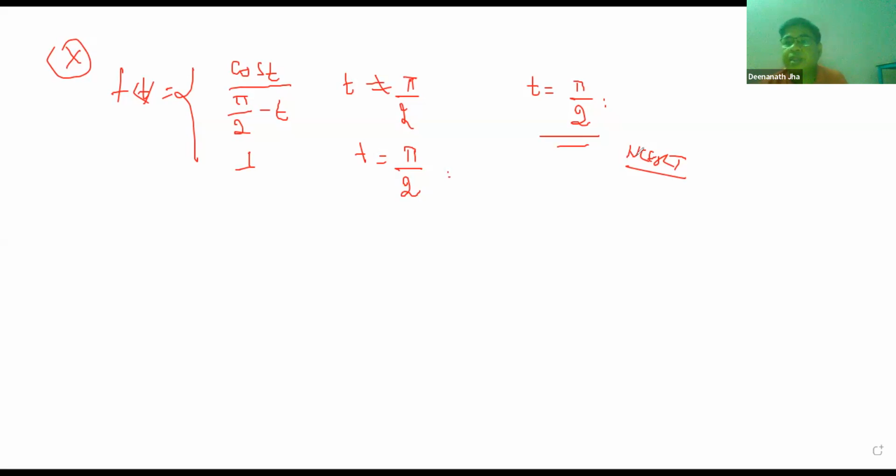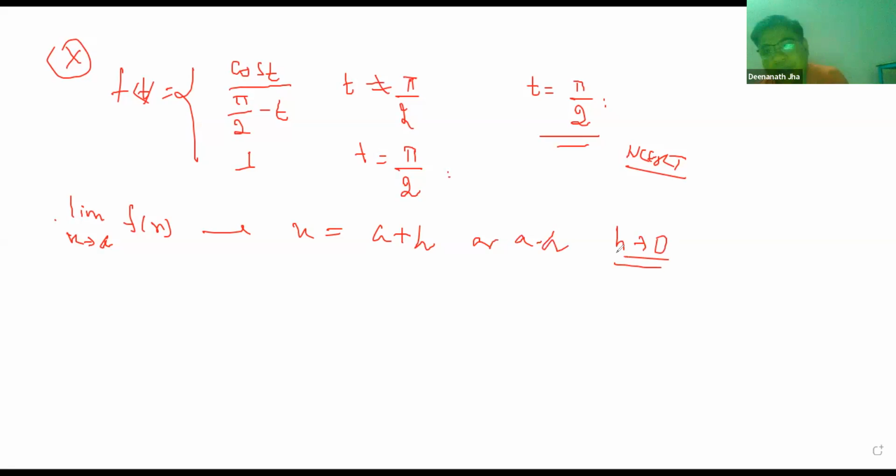I think both of you are facing a problem. No problem, I am solving it. First of all, write down one formula. If you have any question with limit x tends to a, other than 0, f(x), then you put x is equal to a plus h, or you can also put a minus h, where h tends to 0. Whatever you want, a plus h or a minus h, the answer will be the same.